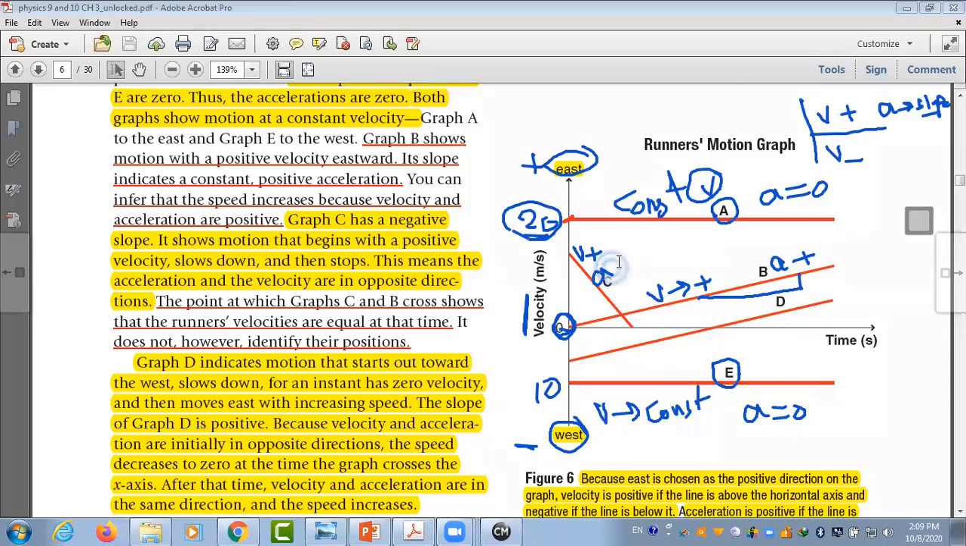Positive. Velocity. Acceleration. As for velocity, the line, the slope will be negative and the velocity will be... Excellent. The acceleration is negative because the slope will be negative.